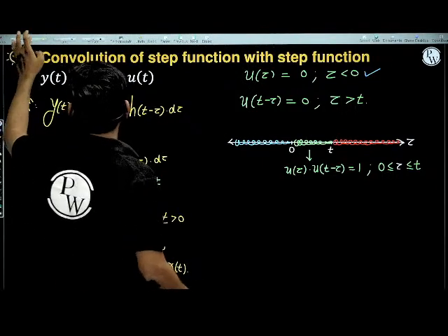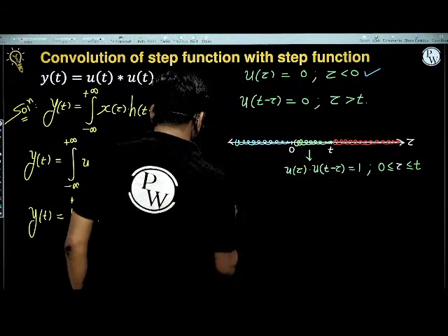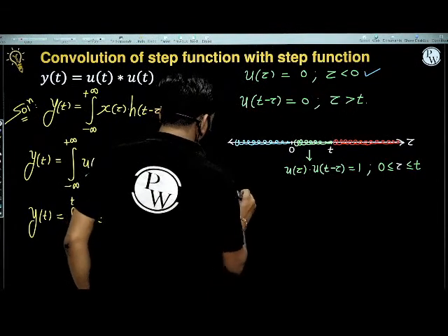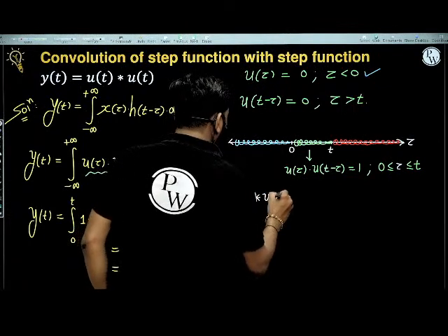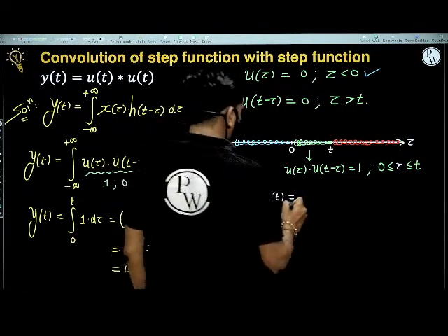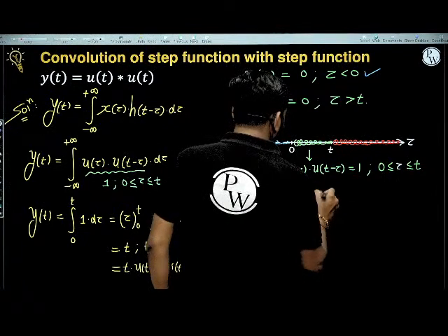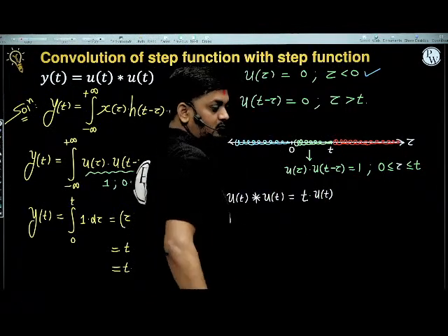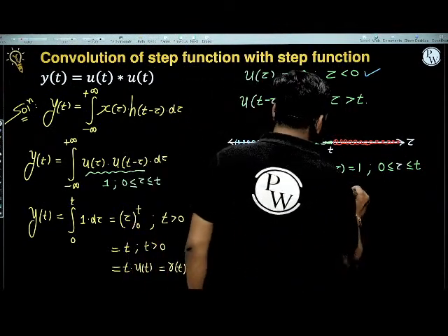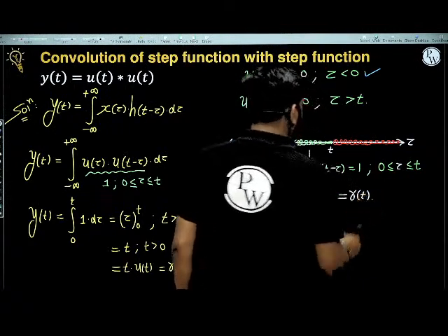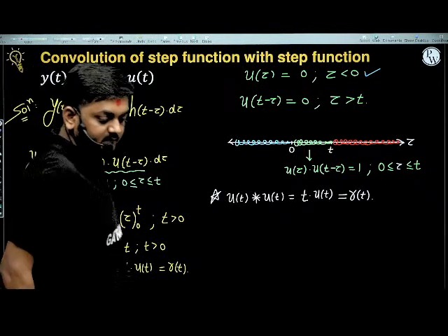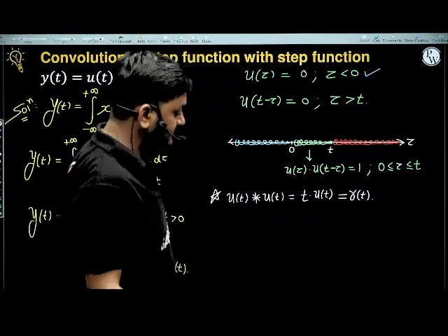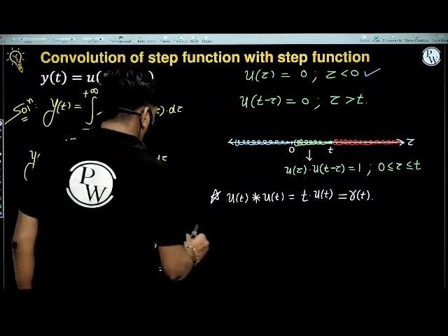So finally we got here u of t convolution with u of t is nothing but t into u of t, which is nothing but r of t. Clear? Fine. Now here again, observation.